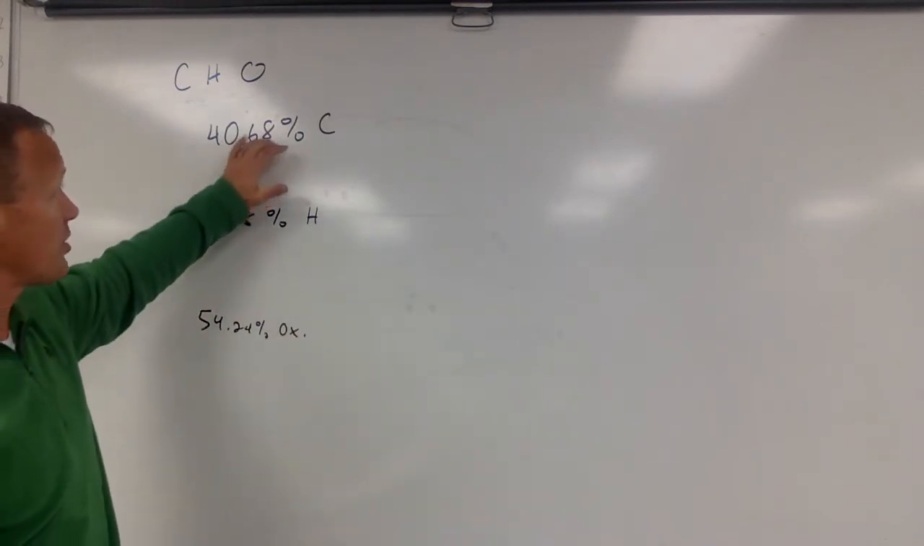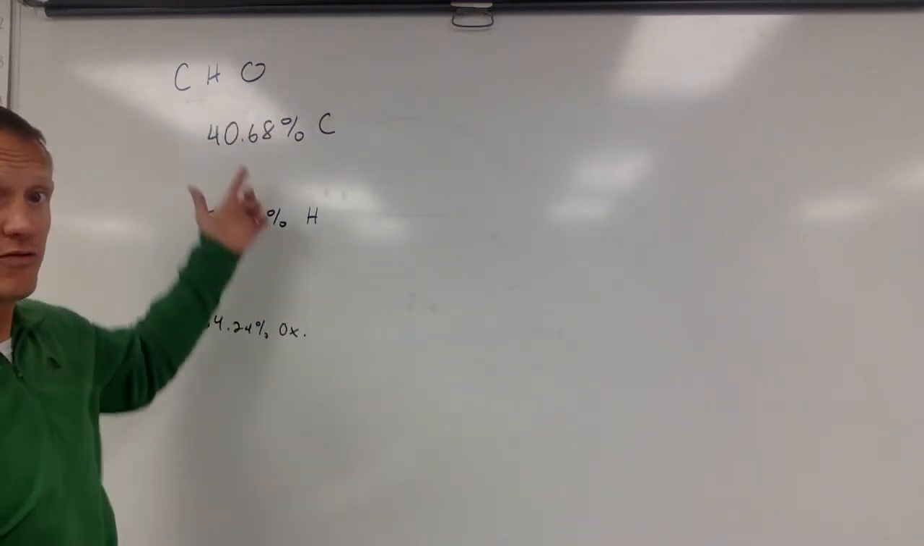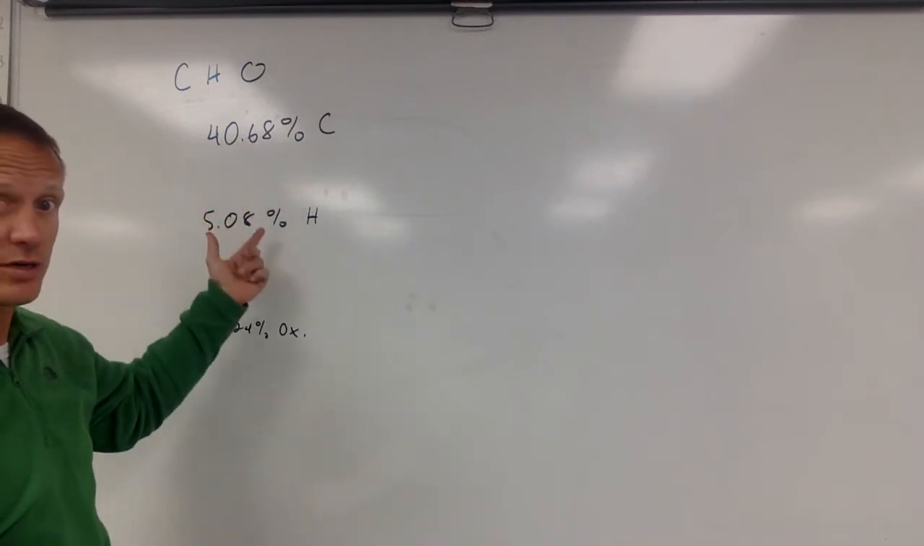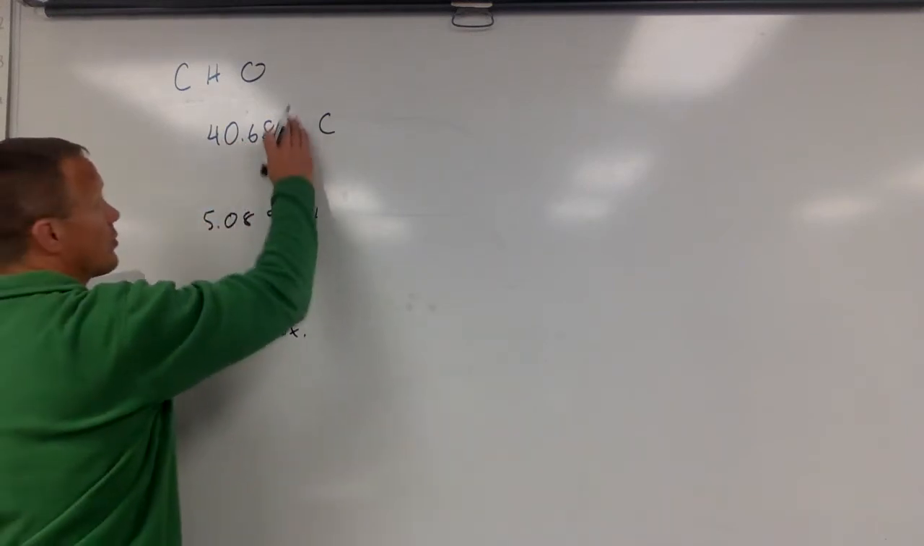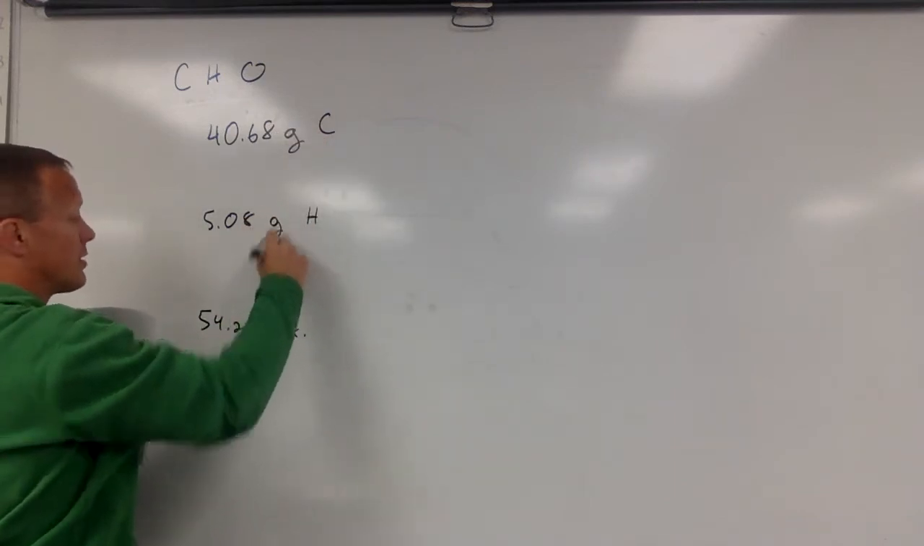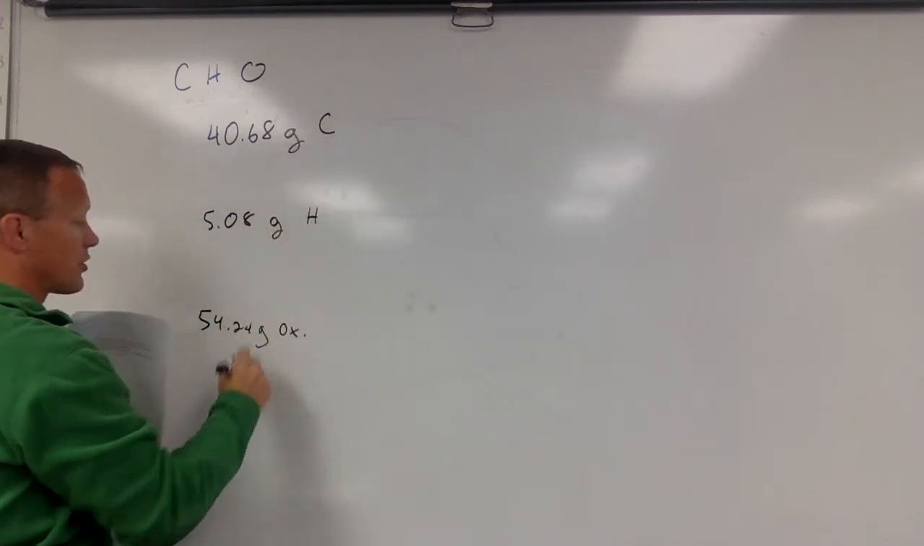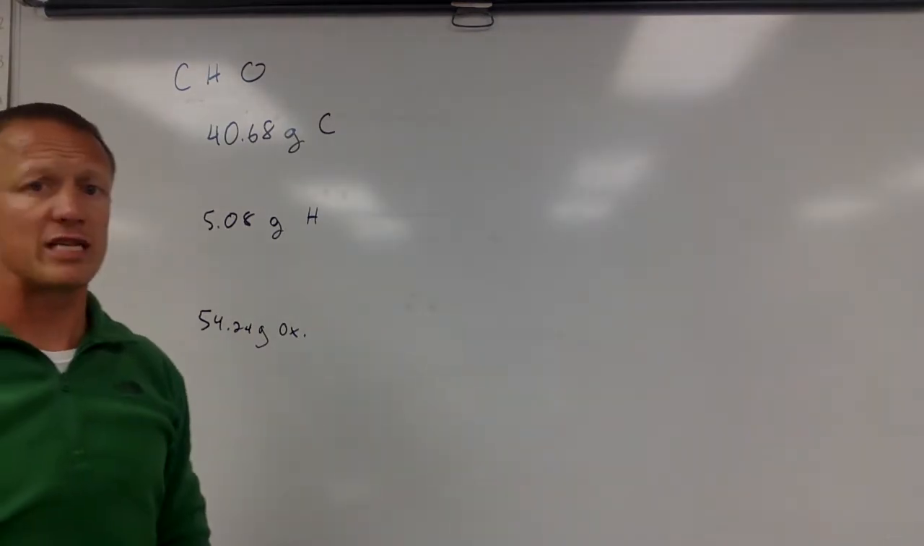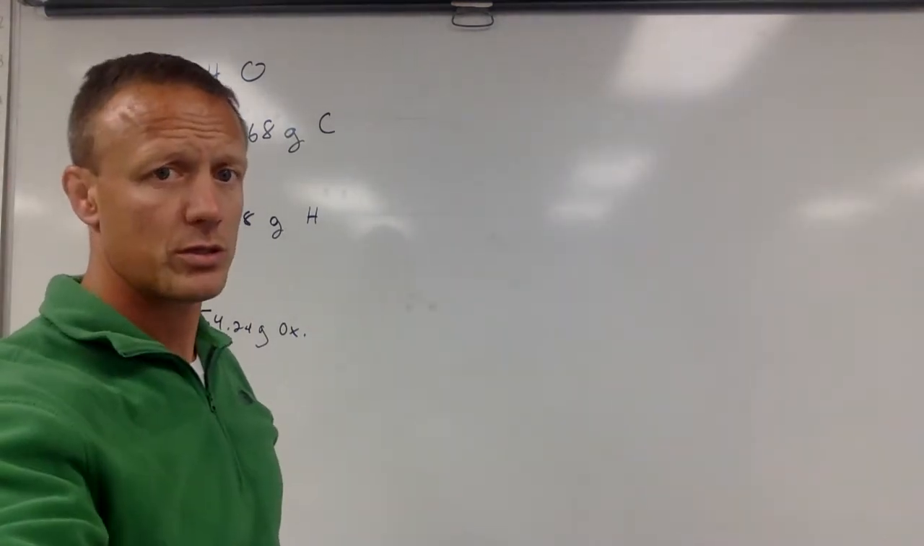So as before, pretend like you have 100 grams of this compound. That means you'd have 40.68 grams of carbon. So we'll change this into grams. 5.08 grams of hydrogen. And this many grams of oxygen. Convert those into moles, each one into moles.